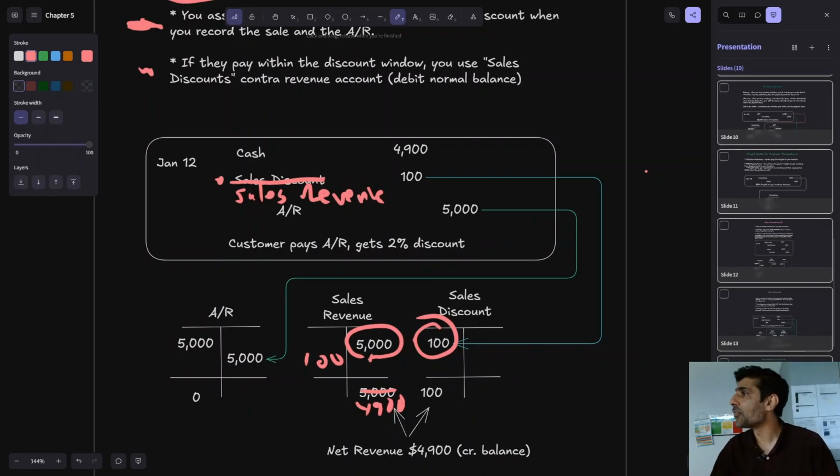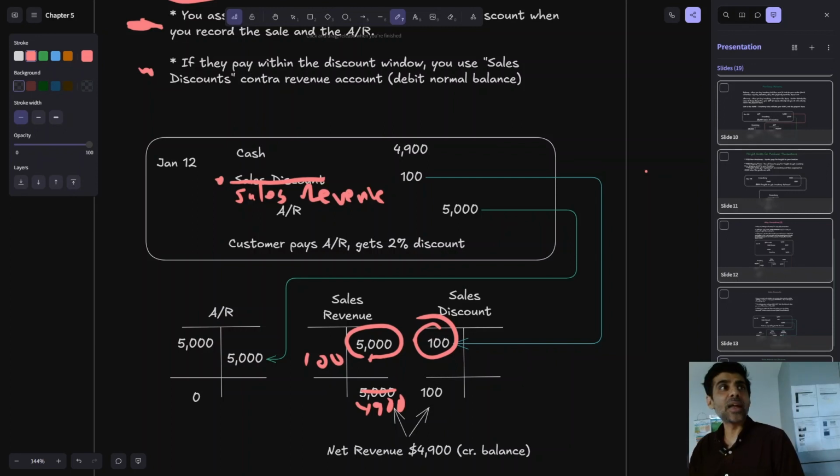Why? Is there some information in that? What if you have a lot of sales revenue, but then you have a lot of returns? What could that mean? Yeah, your product sucks, right? It breaks a lot. It's of poor quality. Okay, so there's some information in keeping these accounts separate.